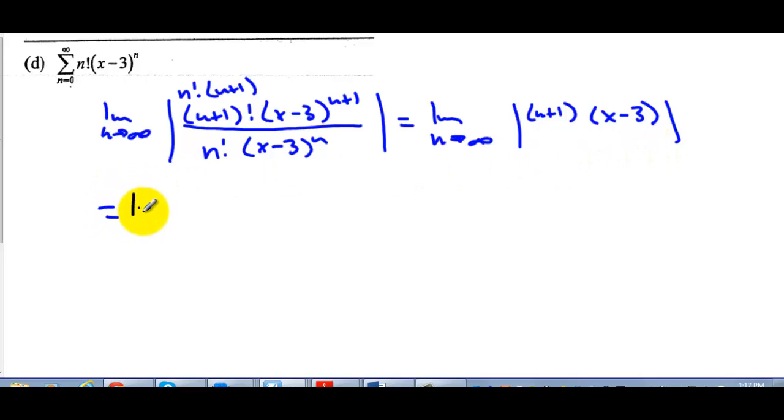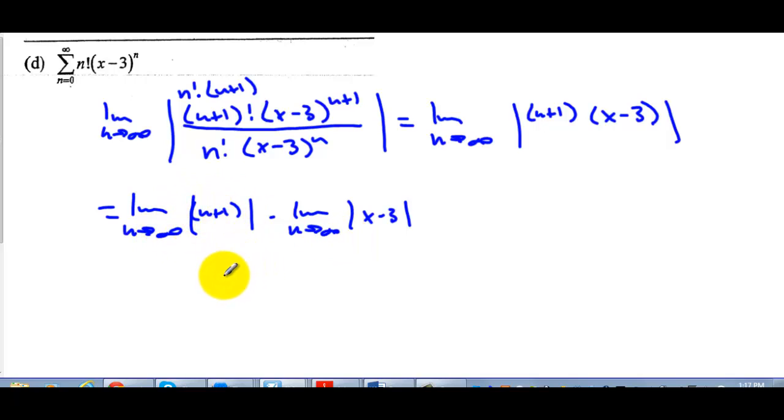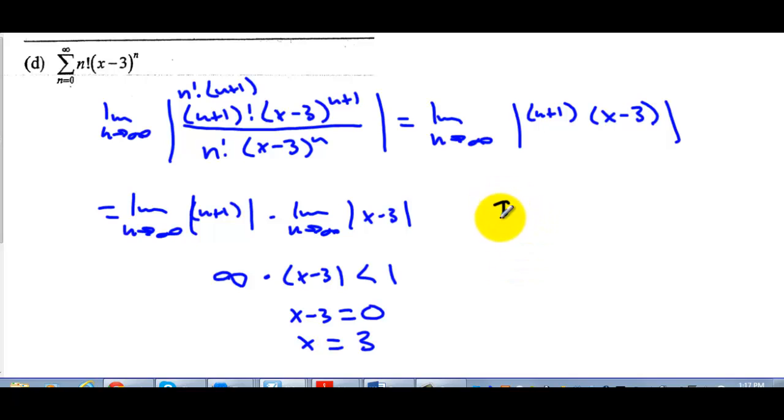This is equal to the limit as n approaches infinity of n plus 1, times the limit as n approaches infinity of x minus 3. As n goes to infinity, this is going to go to infinity also. We have infinity times x minus 3. Now this will be less than 1 as long as x minus 3 is equal to 0. X is equal to 3. This converges only on the value 3. The interval of convergence is 3, and the radius of convergence is 0.